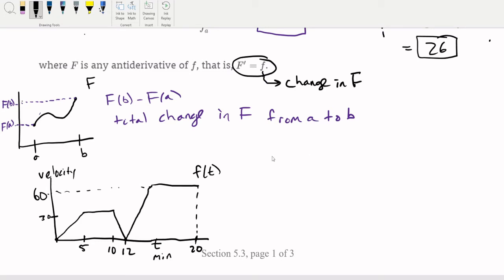So here's a question. What does this represent? The integral from 5 to 10 of f of t dt. Let's color code this so we can see it. This is the definite integral from 5 to 10, so it's this area. But forget about area for a second. What is this saying? Well, f of t in that range is 30. So from t equals 5 to 10, I'm going 30.